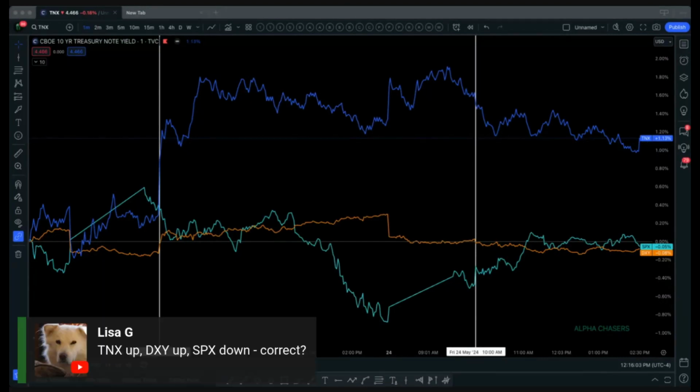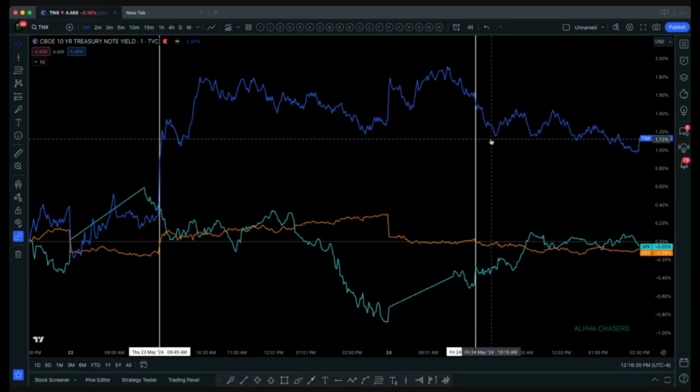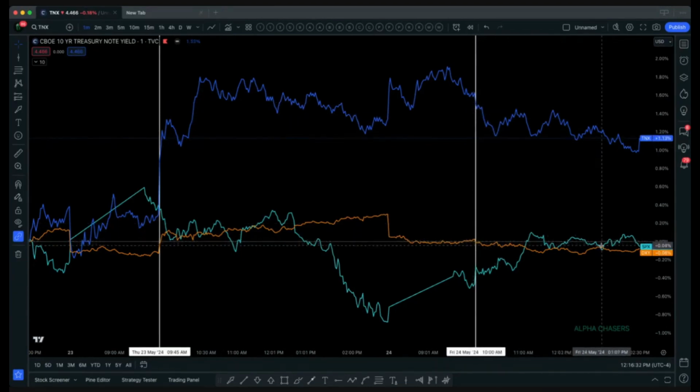Just to be clear, yield up. Yep, TNX is yield. So yield up, dollar up, S&P down. Okay. Yield up, dollar up, S&P down. Yield down, meaning they're buying bonds, selling the dollar, equities higher.